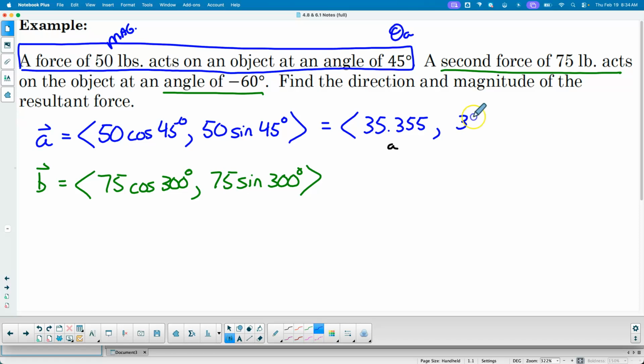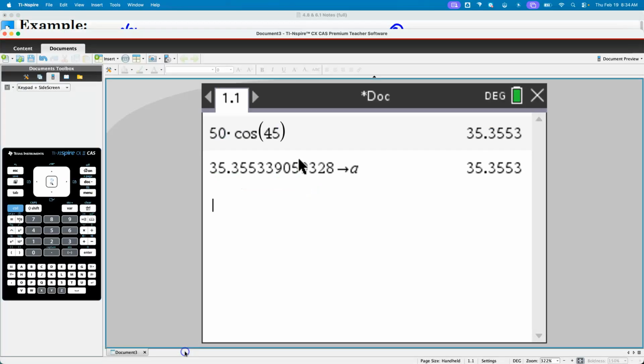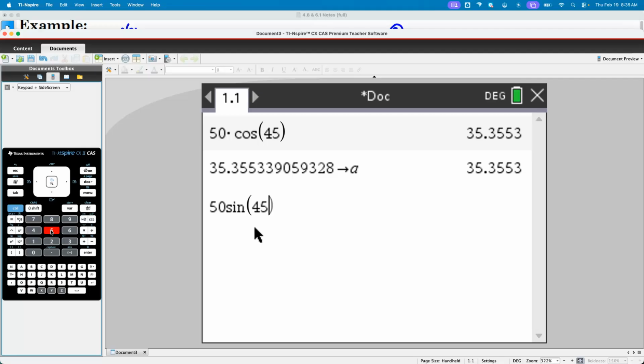B is going to be the same thing. To make it easy, I'm still going to store that in there. And if you close off that set of parentheses, you can go directly to storing it as B.